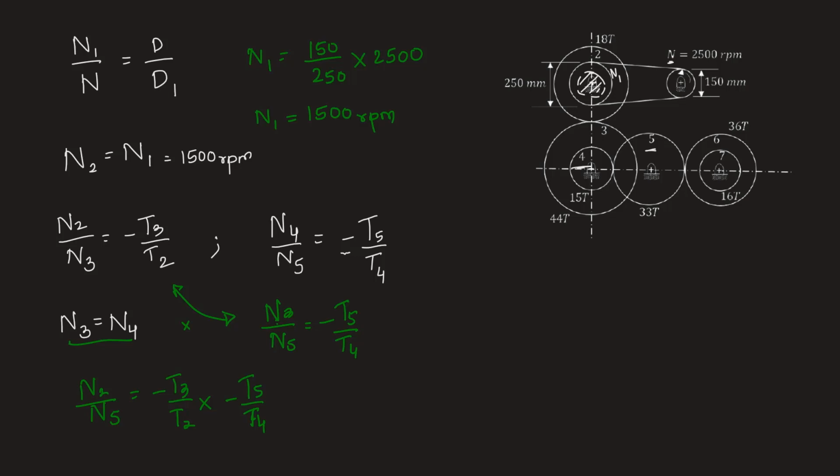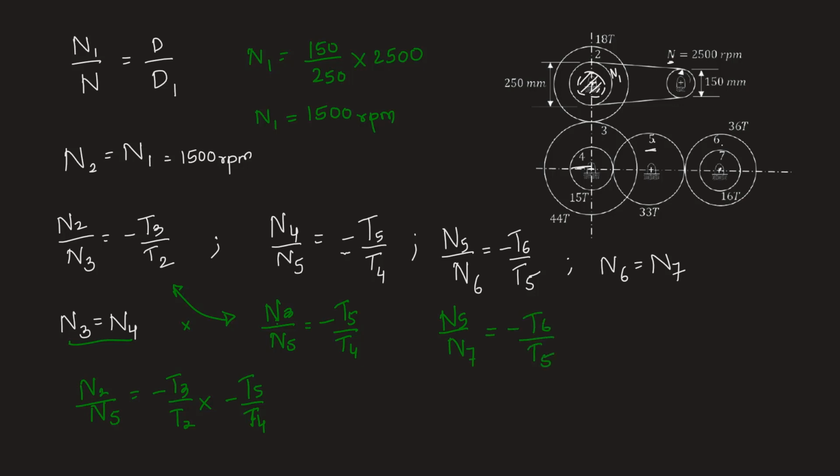T4. Keeping this relationship as it is, we also have a relationship between gear 5 and gear 6. So we can write N5 by N6 equal to minus of T6 by T5. These are also externally meshing. We also have the relationship N6 equal to N7. Gear 7 and 6 are mounted on the same shaft, we can see here. So replacing N6 with N7, we will have N5 upon N7 equal to minus T6 by T5.